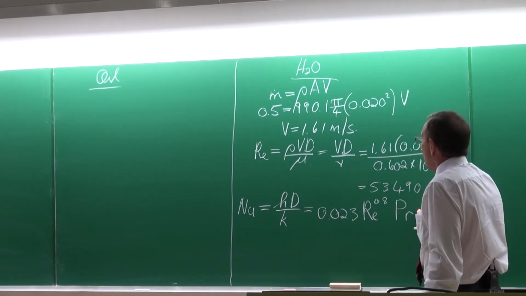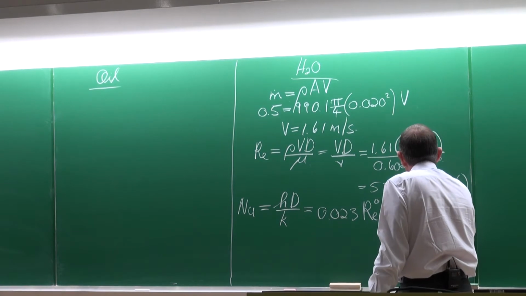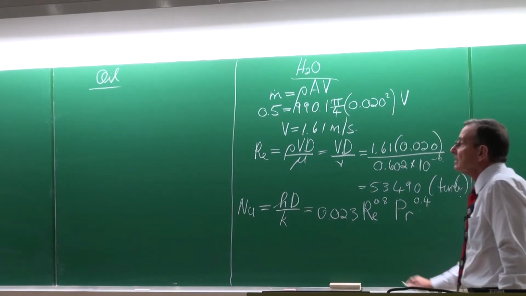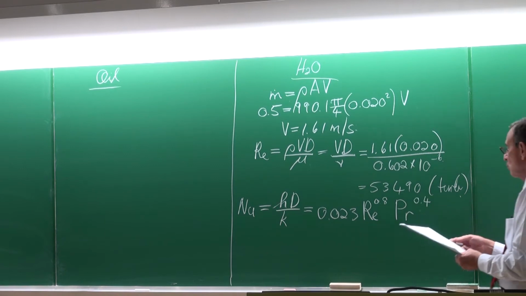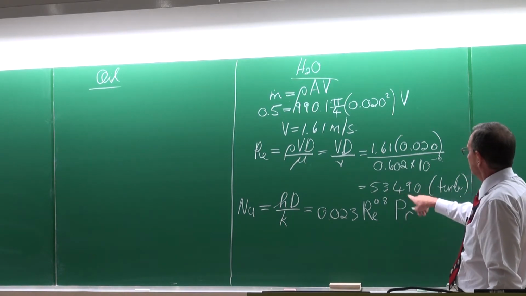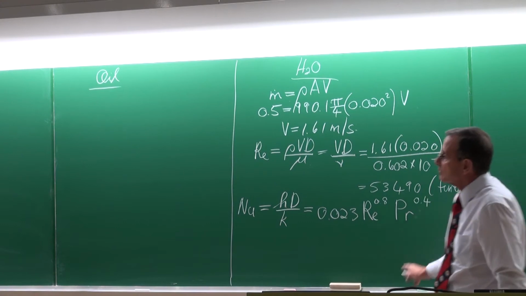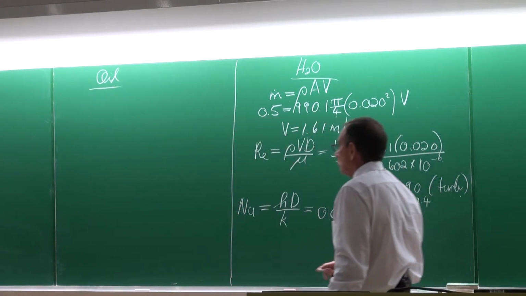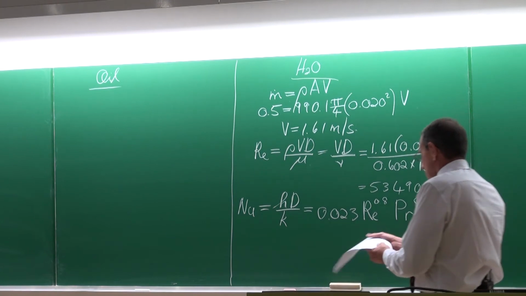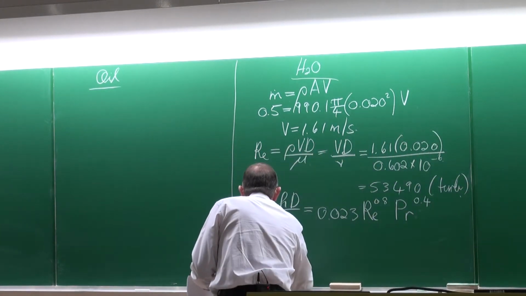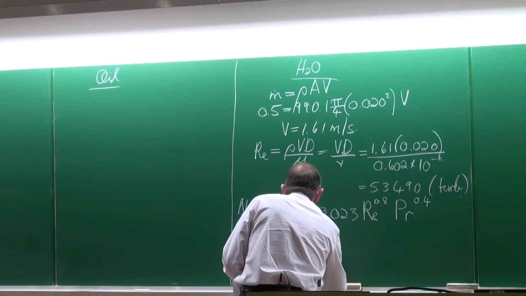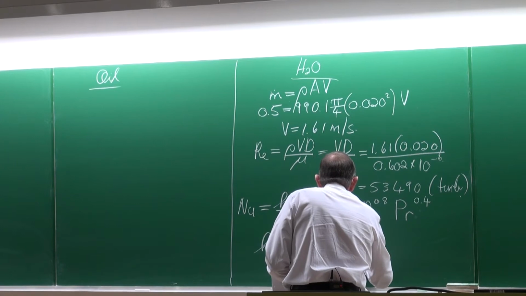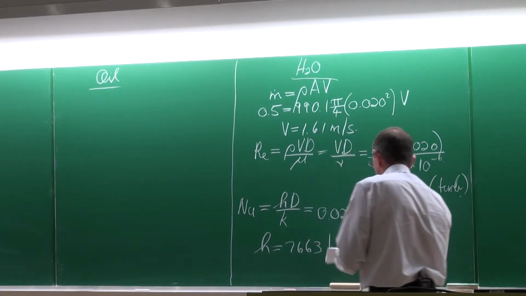Okay. 0.4 is if the fluid is being heated. You've got water, it is being heated by the oil. So therefore the Prandtl number exponent should be 0.4. There's the Reynolds number. The Prandtl number of the water is 3.91. So it is very elementary to go and calculate the heat transfer coefficient as 7,663 watts per square meter degrees Celsius.